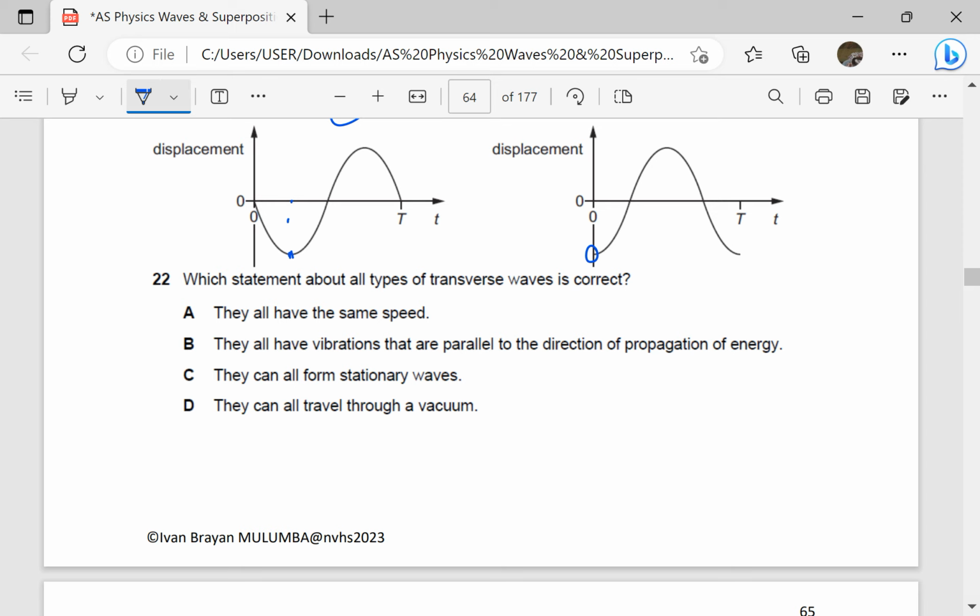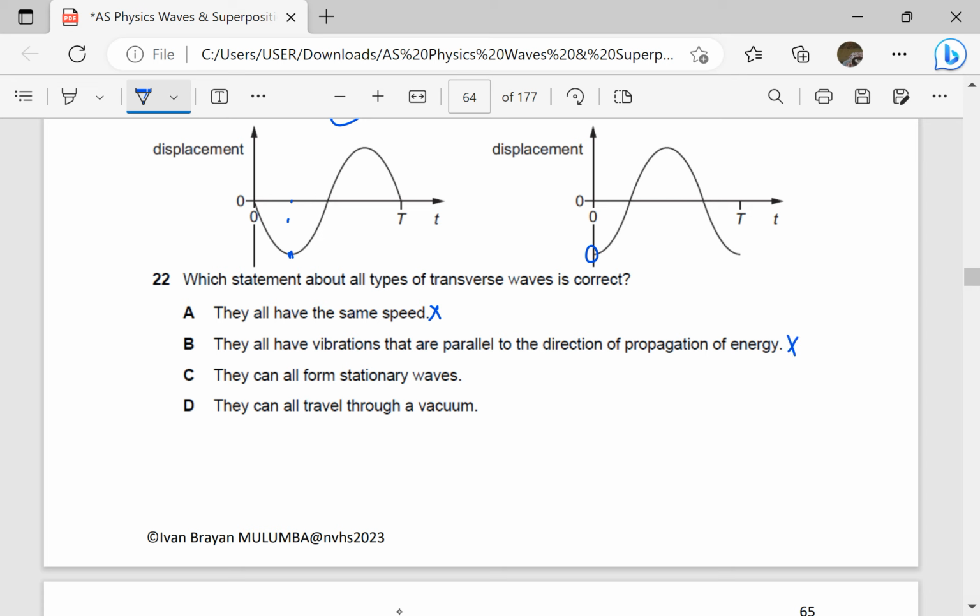Which statement about all types of transverse waves is correct? Transverse waves undergo polarization, and we have polarization here. They all have the same speed? Not really. Not all transverse waves are electromagnetic. It is only electromagnetic waves with the same speed. They all have vibrations that are parallel? Vibrations are actually supposed to be perpendicular.